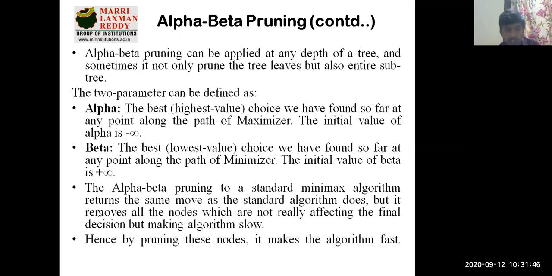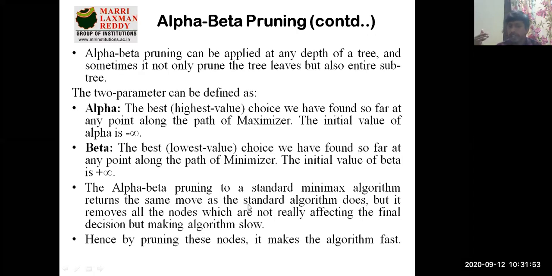Okay, so alpha beta pruning applied to a standard minimax algorithm returns the same move. The algorithm traverses the same as your min max strategy. However you traverse with respect to your min max strategy, this also follows the same structure, that is the DFS approach. But the best part of alpha beta pruning is that it removes all the nodes which are not really affecting the final decision.